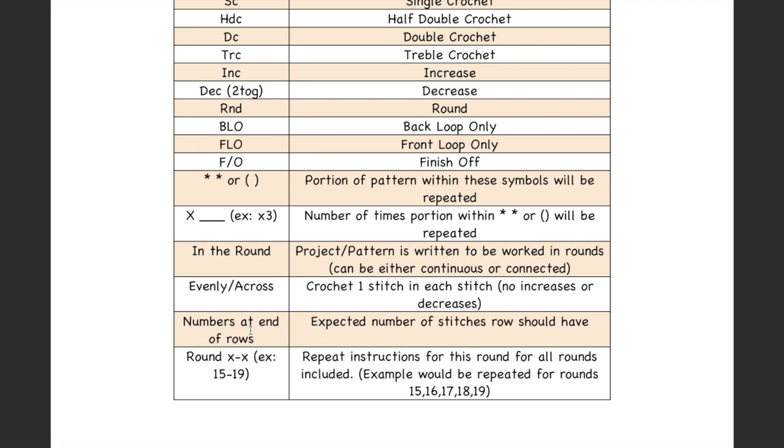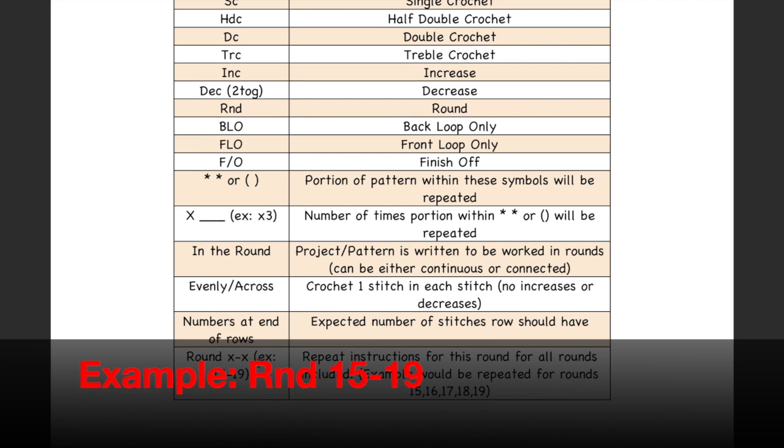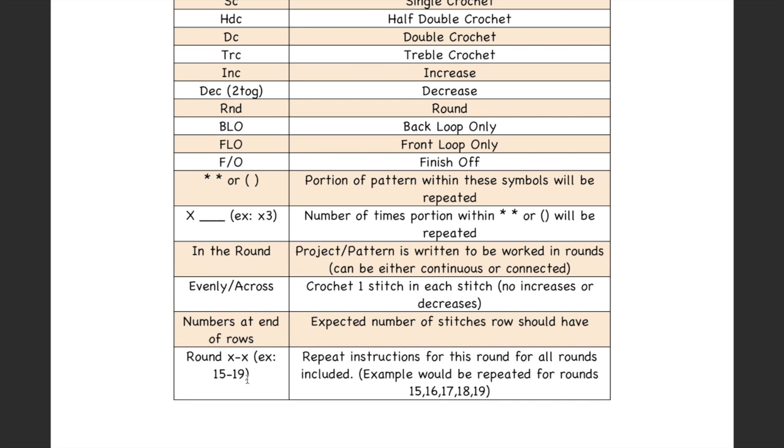Another good one is round X through X, for example round 15 through 19. This just means that the instructions in this row will be repeated for each of those rows. So if we have 15 through 19, that means that the instructions for this row are going to be repeated on rounds 15, 16, 17, 18, and 19.